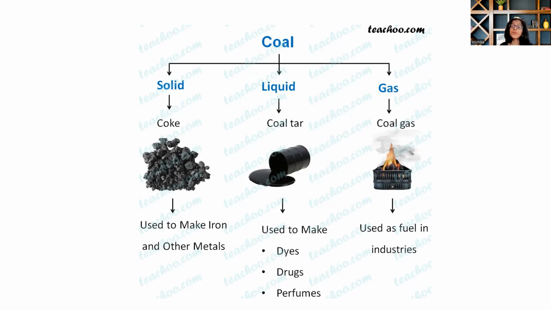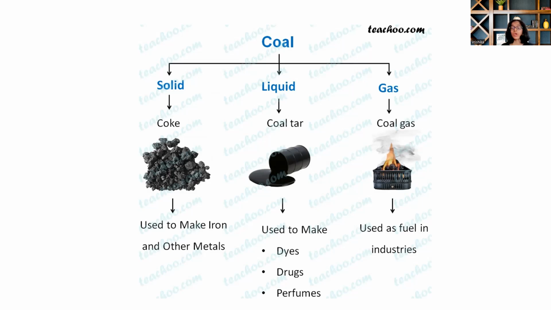The coke is almost the purest form of carbon. Now let us see the next one, that is liquid, present in the form of coal tar. Coal tar is a black color thick liquid. It has an unpleasant odor. It is used to make artificial dyes, drugs, perfumes, paint, roofing material, and photographic material, etc.